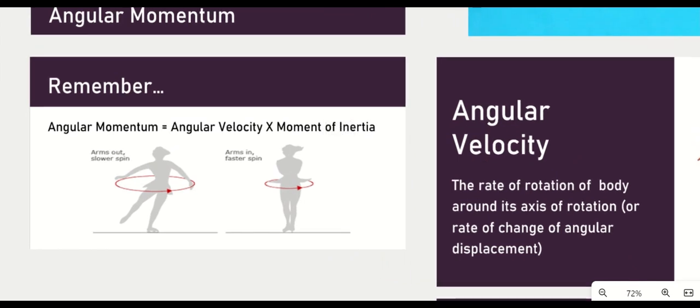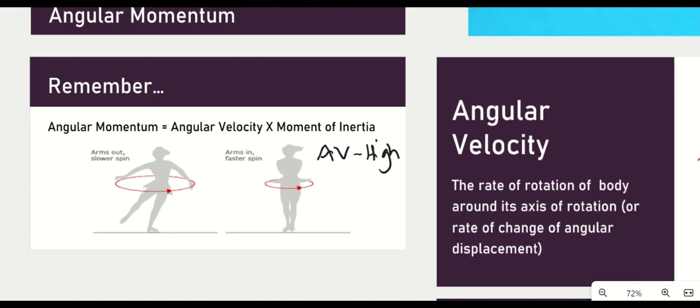You can see on the screen to the right hand side, we've got a definition of angular velocity. Angular velocity is just the rate of rotation. How quickly is something spinning? We can see on the two images on the board that our figure skater will be spinning quickly when everything's tucked in. So in this image here, her angular velocity, her rate of rotation, is high because she's spinning fast.